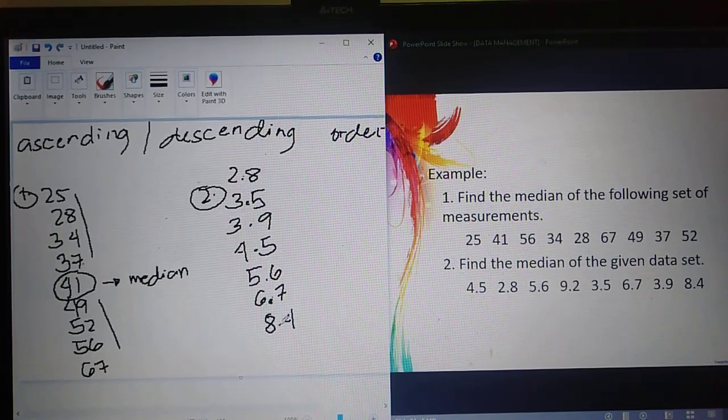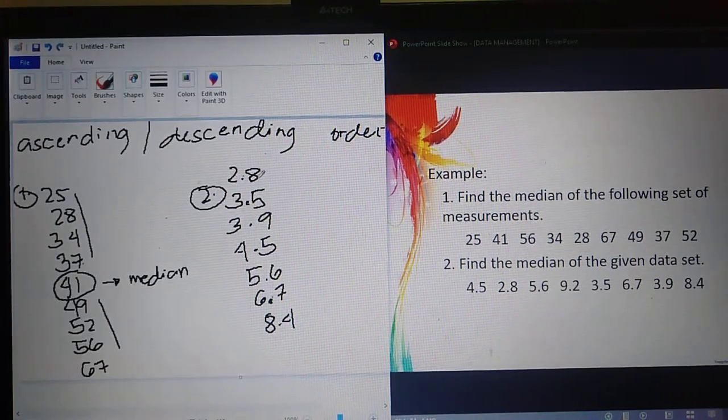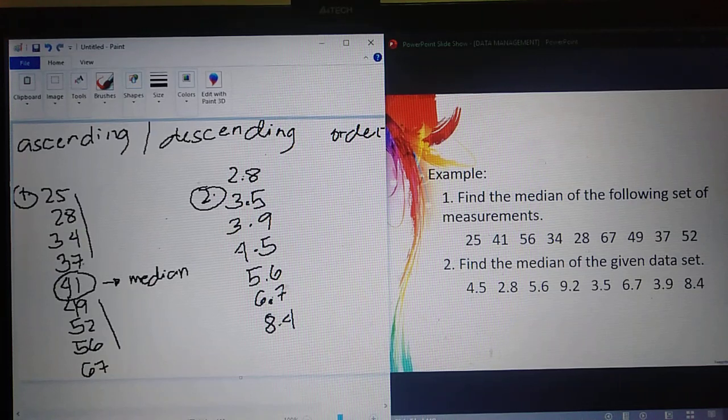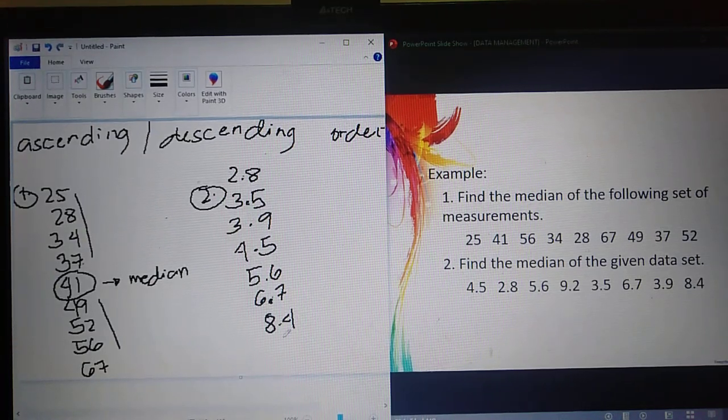Yan ba yung data natin? 1, 2, 3, 4, 5, 6, 7. So, 8 ata. 9.2 pa pala. 9.2. 1, 2, 3, 4, 5, 6, 7, 8.